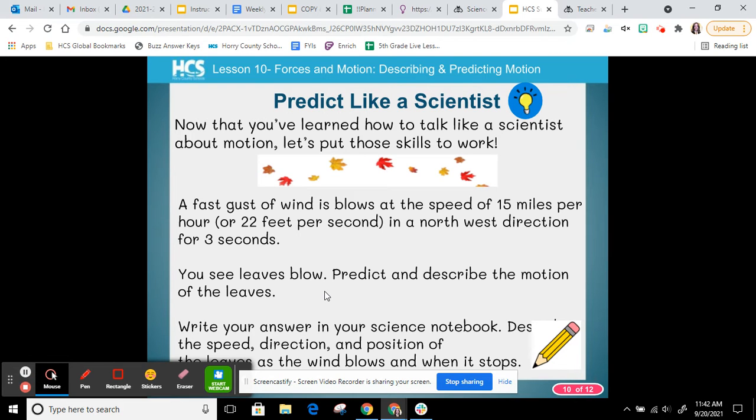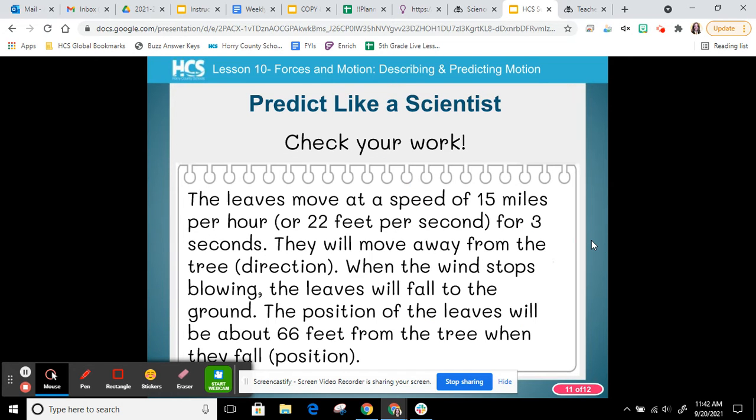So on this slide, it says, now that you've learned how to talk like a scientist about motion, let's put those skills to work. It'll ask you some specific questions that you can write in your notebook. The word here that's cut off is describe. That pencil is cutting it off, but describe the speed, direction, position of the leaves as the wind blows and when it stops. So you can write that in your notebook, and then on the next slide, you can check your answer.